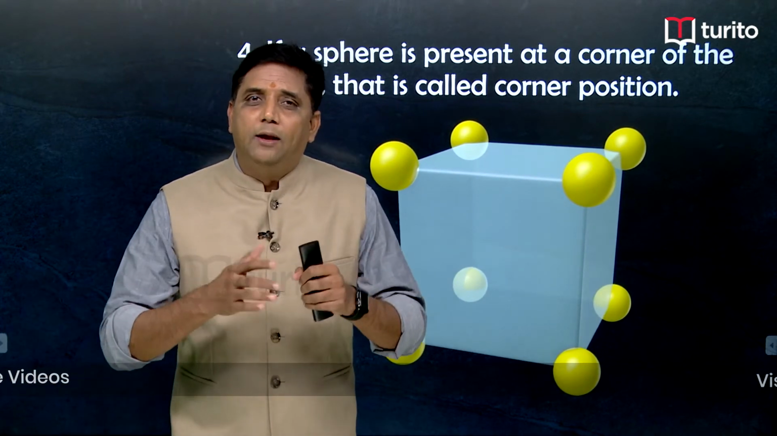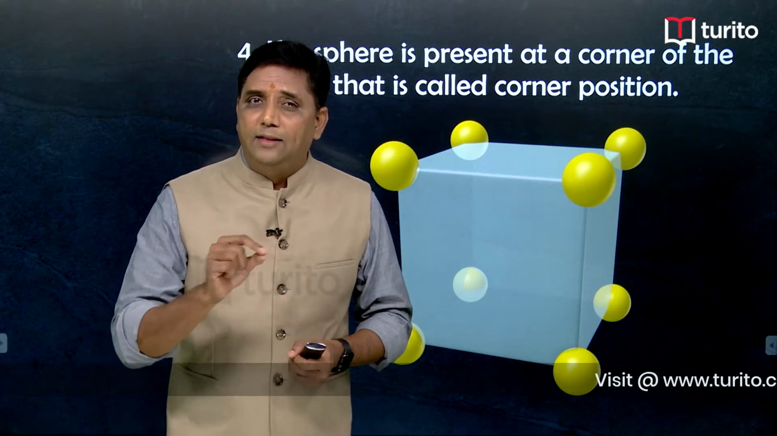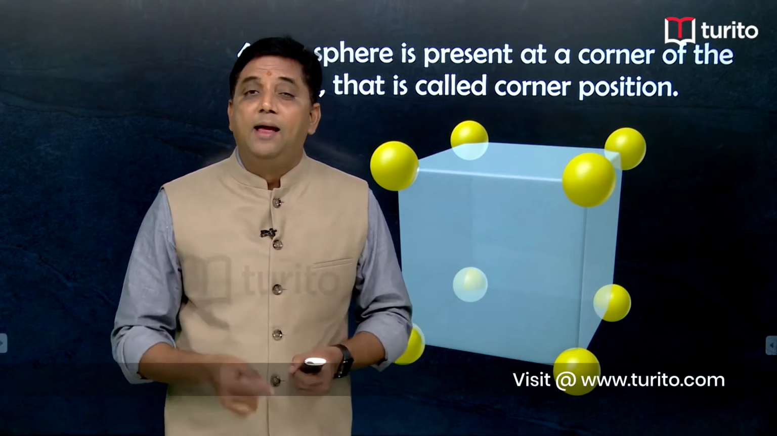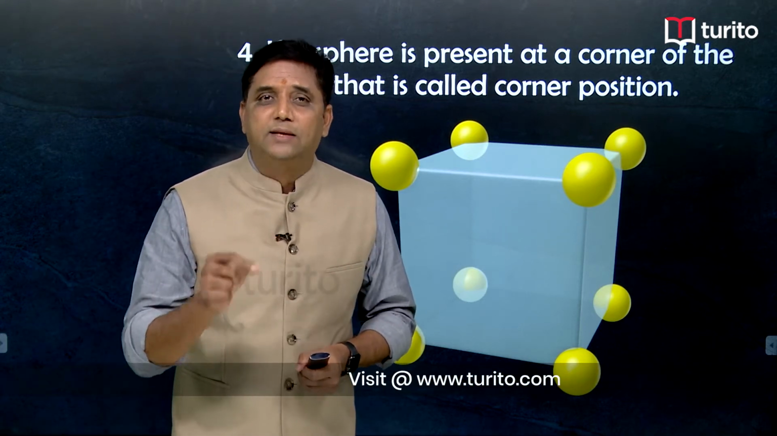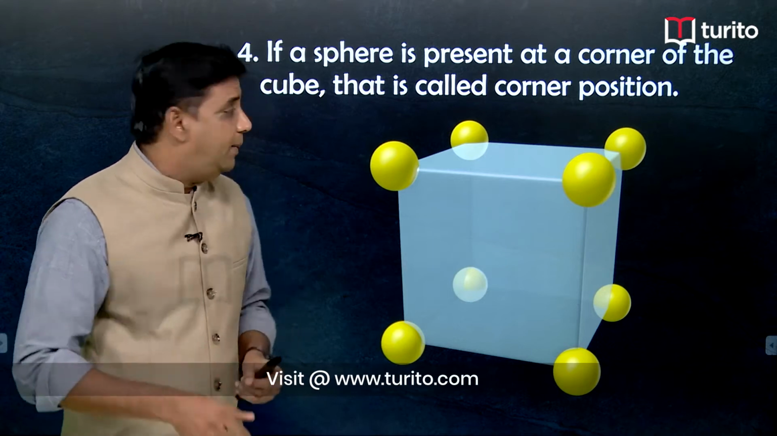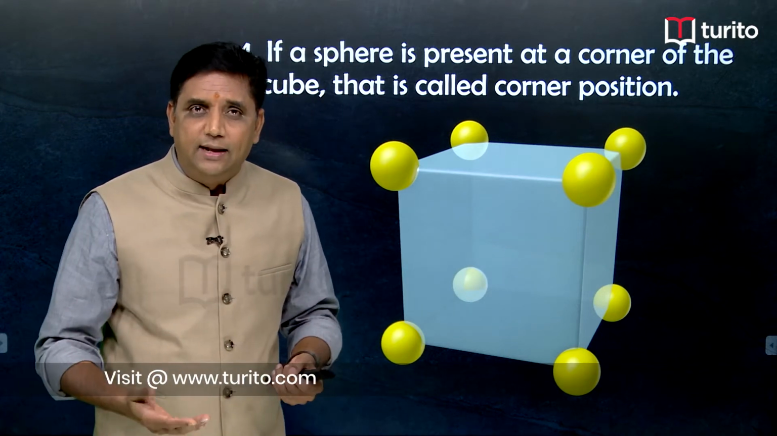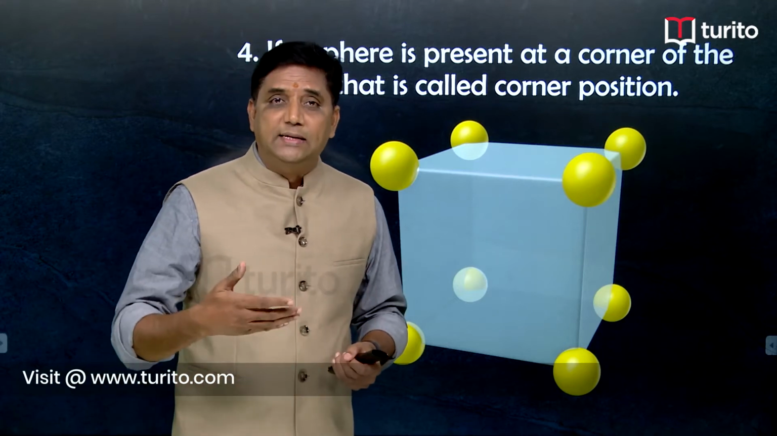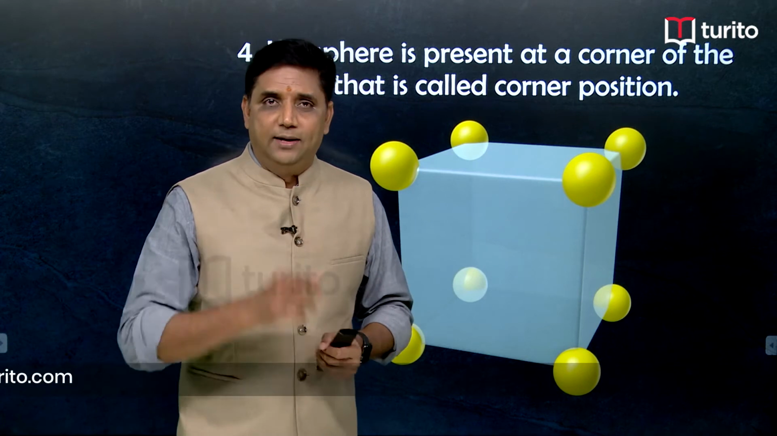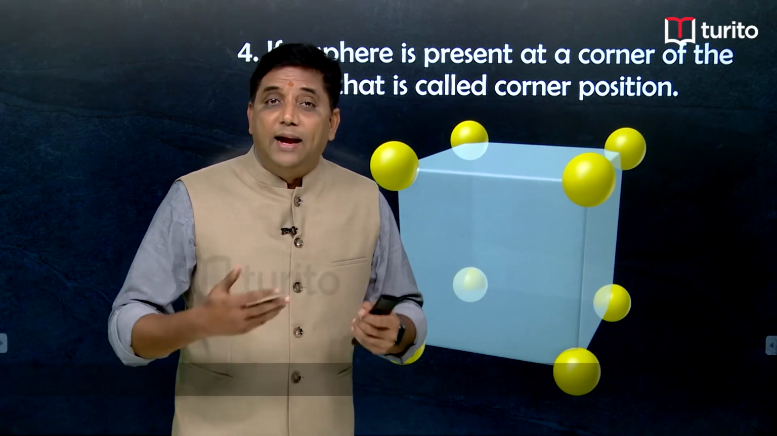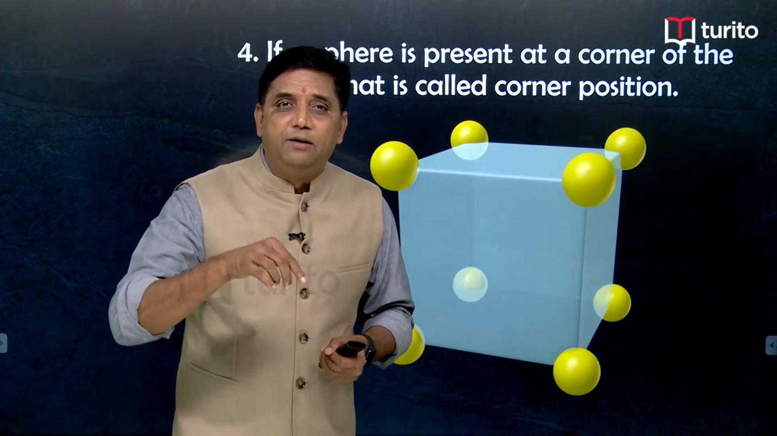So, in a cubical unit cell, a sphere can be present at the center of the body and that position is known as the body center, and the sphere can be present at the center of the face and that is known as the face center, and a sphere can be present at the center of the edge and that is known as the edge center, and a sphere can be present at the corner as well and that position is known as the corner.